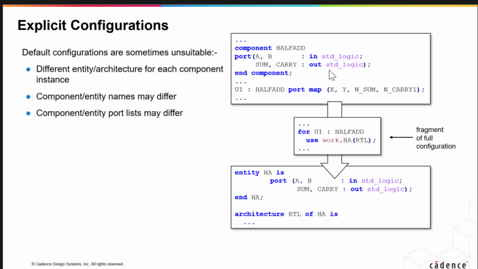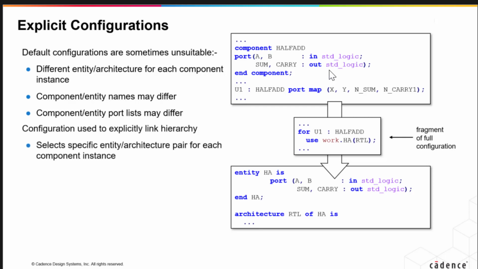Default configurations are sometimes not suitable. If we need to map different instances of a component to different entities, or the names or port lists do not match, then we would need to explicitly write a configuration. Configurations are used to explicitly link the hierarchy. It selects specific entity/architecture pair for each component instance.